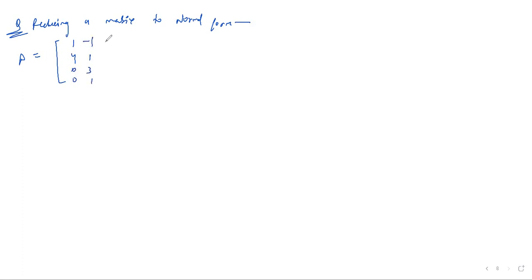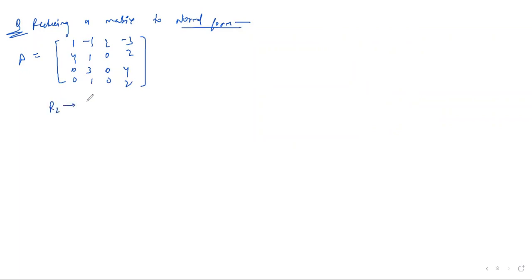Now let's do a particular example of reducing a matrix to normal form. For reducing a matrix to normal form, this is the matrix that I have: 1, 4, 0, 0, minus 1, 1, 3, 1, 2, 0, 0, 0, minus 3, 2, 4, 2. Now I have to apply the transformations and reduce this matrix to its normal form. So let's try to reduce it.